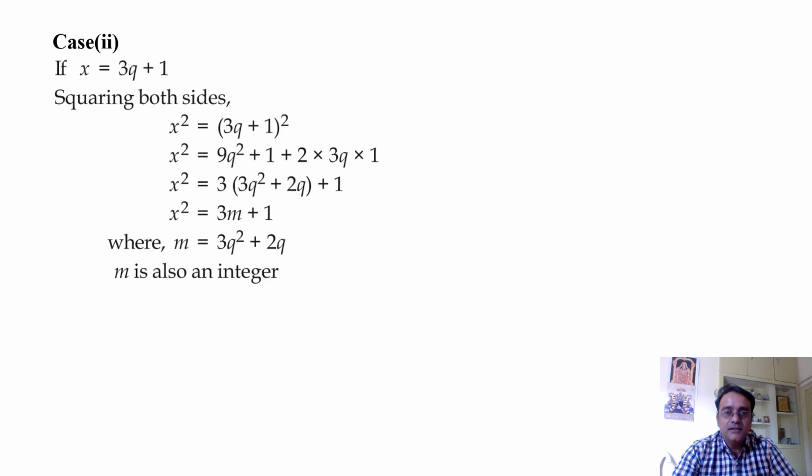Okay. Now case number 2, if x is equals to 3q plus 1, then squaring both sides we will get 9q square plus 1 plus 2 into 3q into 1. Then we'll take 3 common. Okay. So now we are going to replace 3q square plus 2q by m, where m is also an integer.